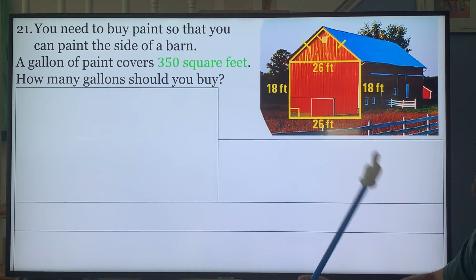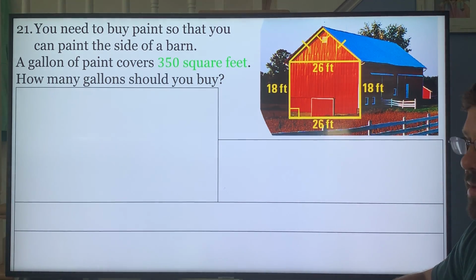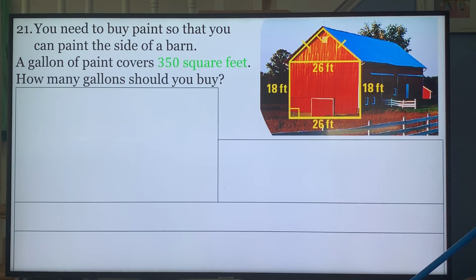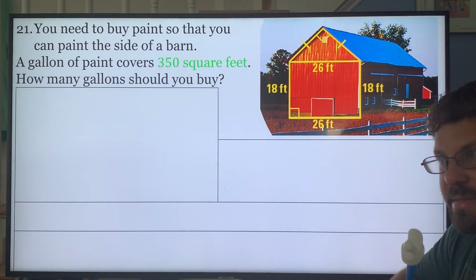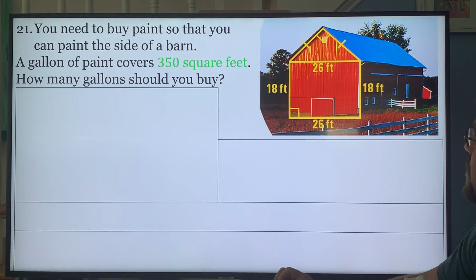All right, we're going to do this one. How many of you guys painted a barn before? Raise your hand. Oh, I knew you guys all paint barns. So, if you buy paint, so you can paint the side of a barn. A lot of barns in Linden, right? A gallon of paint covers 350 square feet. How many gallons should you buy?